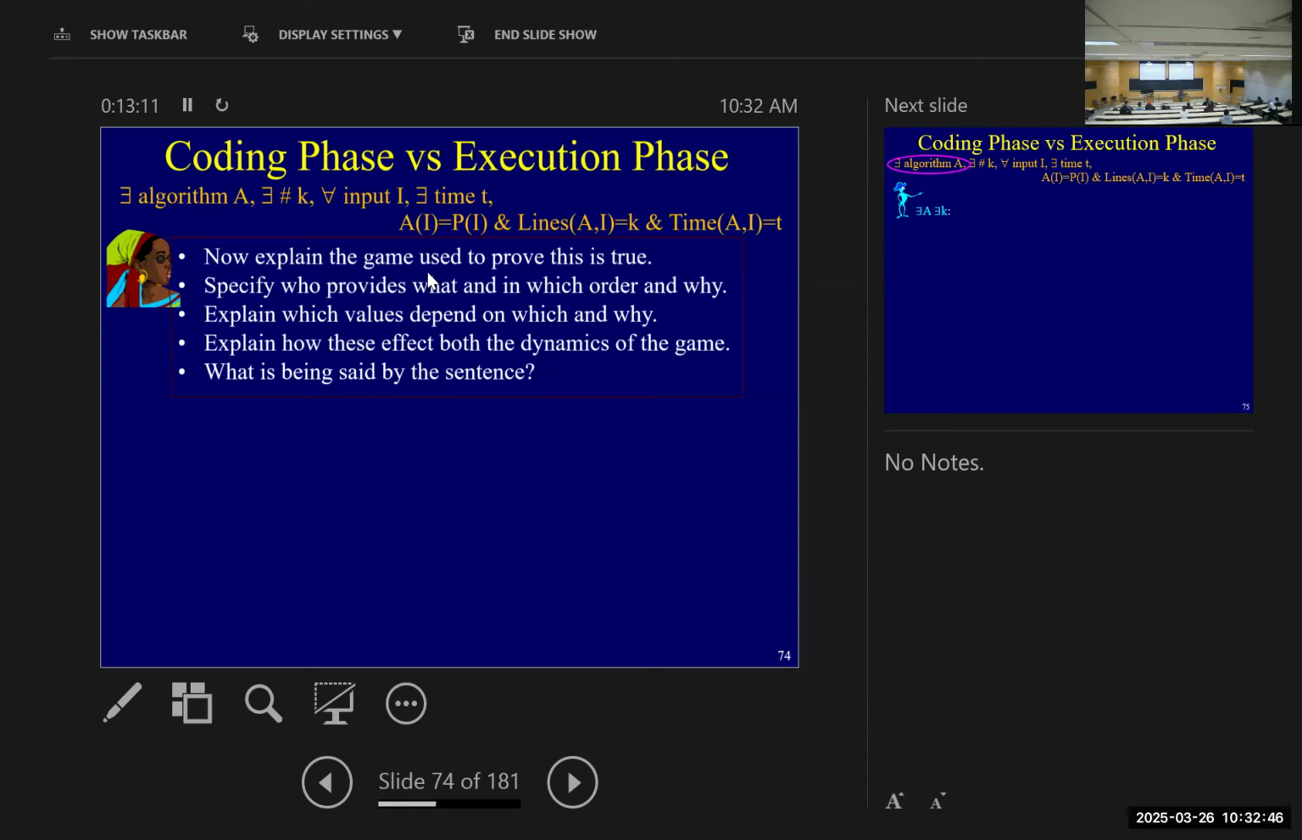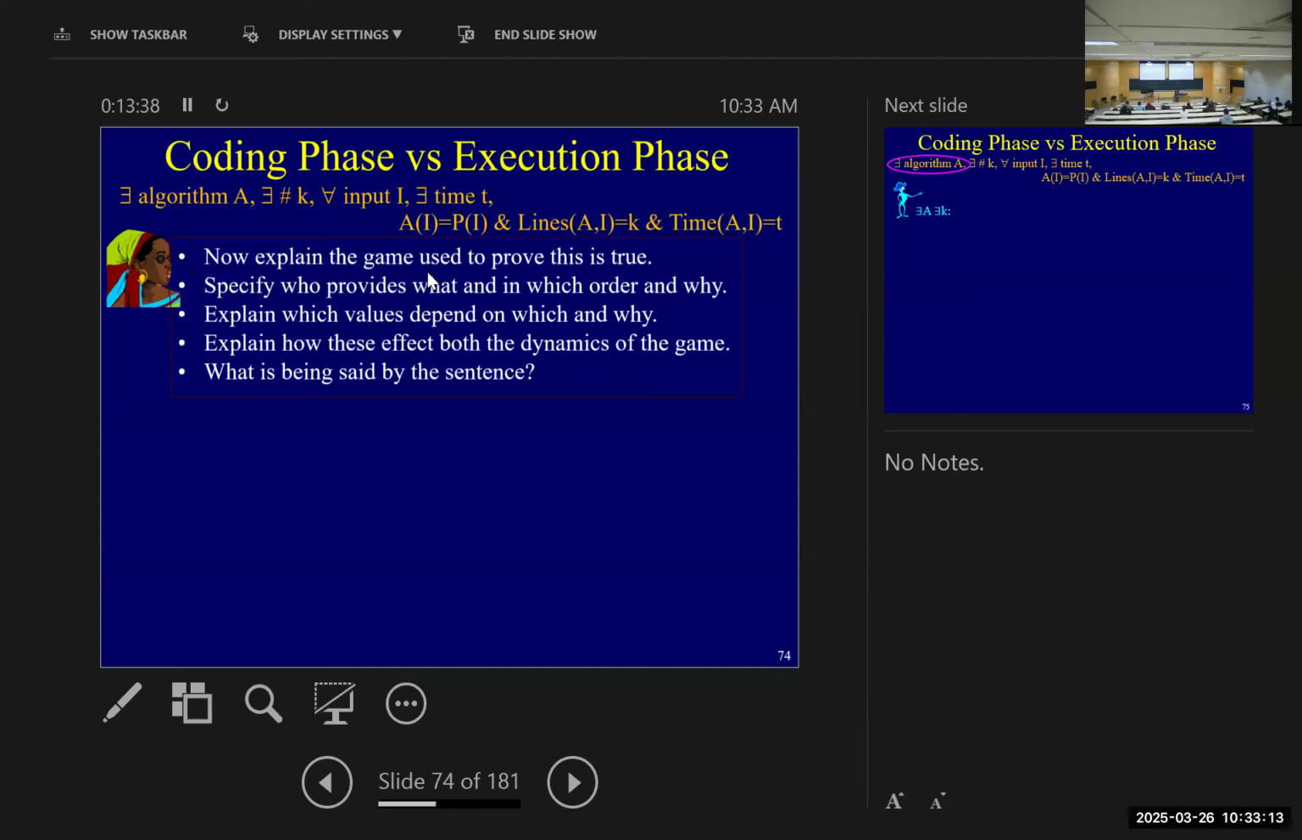You should understand the game that proves it. You should understand who's providing what. You should be able to explain how this value depends on this value, like the time depends on the input, right? You got it. But K does not. What's the point of this? Time depends on the input and K doesn't, right?